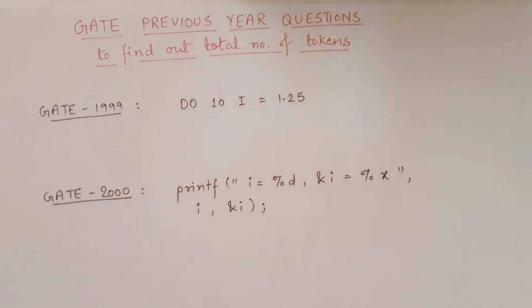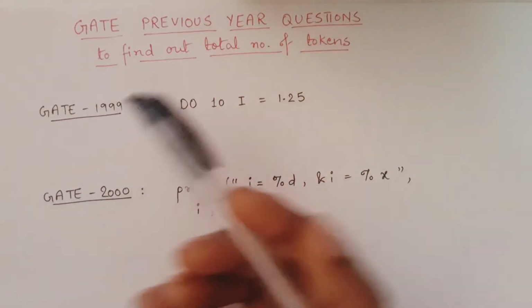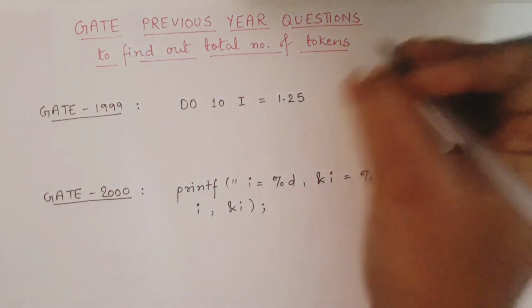So guys, as you know, what we are doing nowadays is we are picking up the GATE asked questions that are asked multiple number of times. We are taking up such type of questions and we are trying to solve them here. Fine. So in today's question, see what we are going to solve: GATE previous year questions to find out total number of tokens.